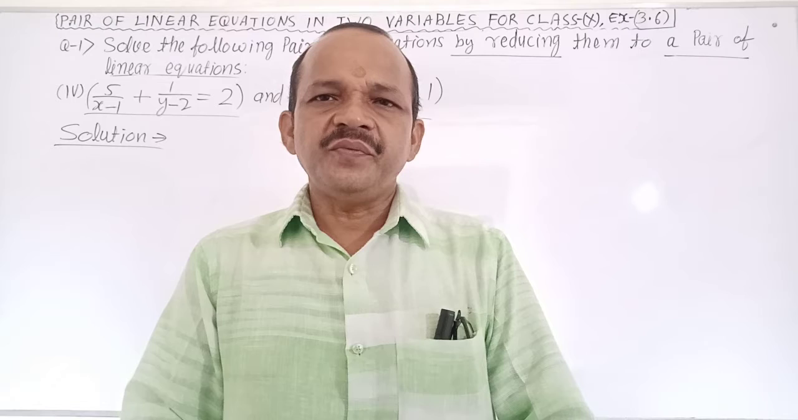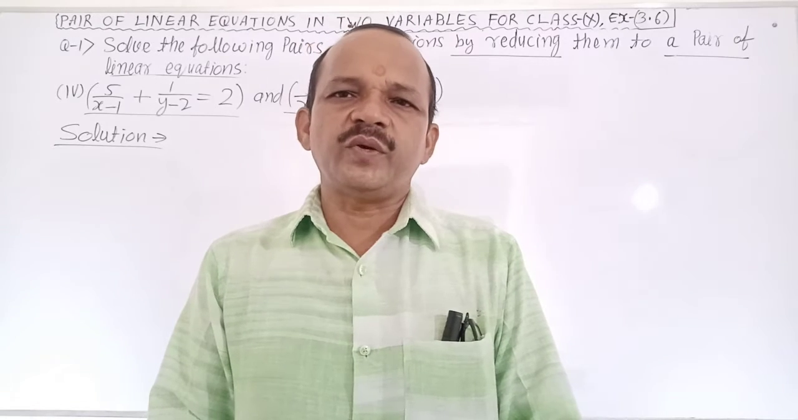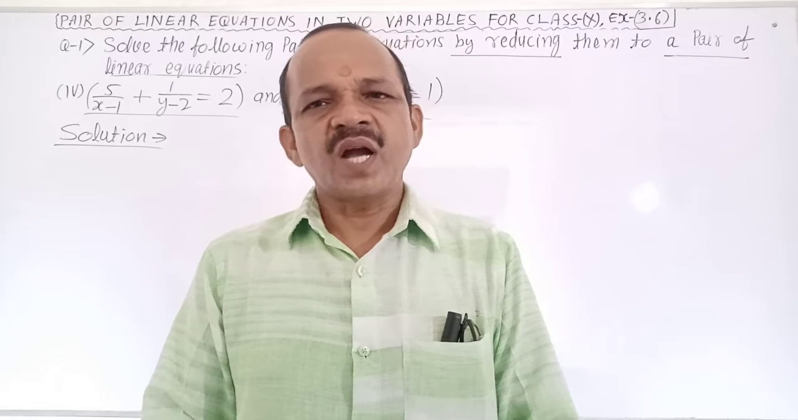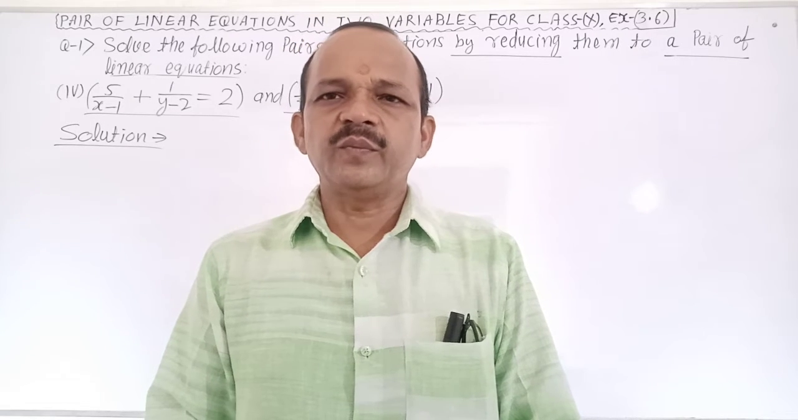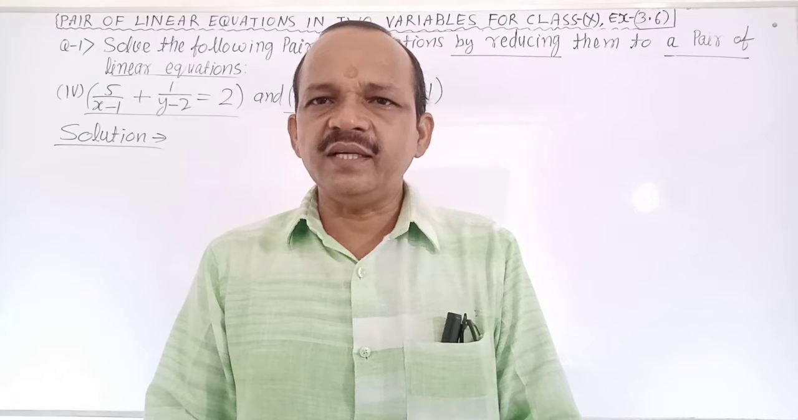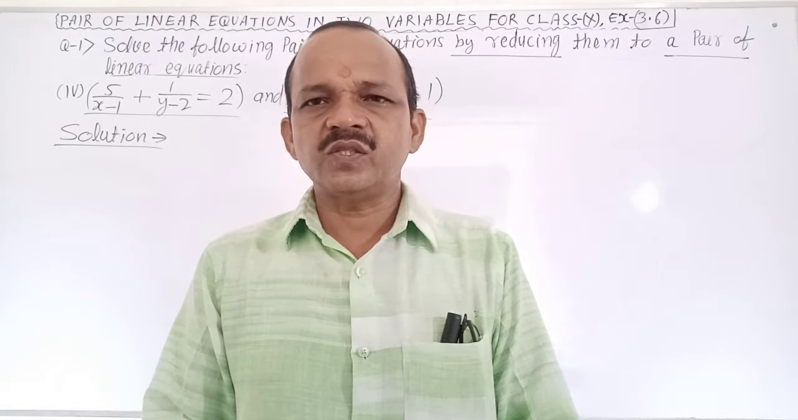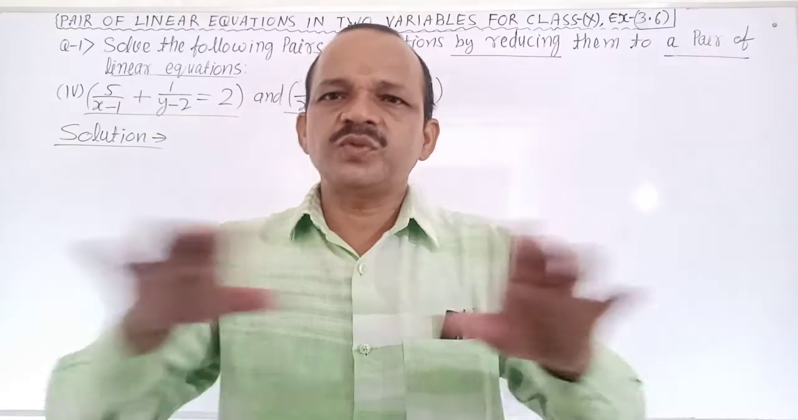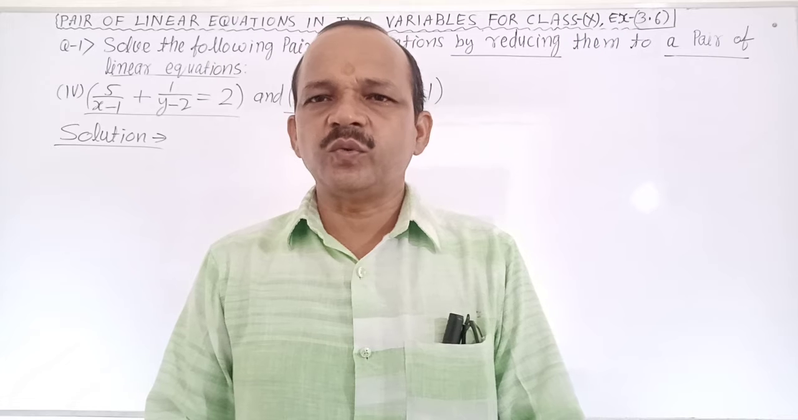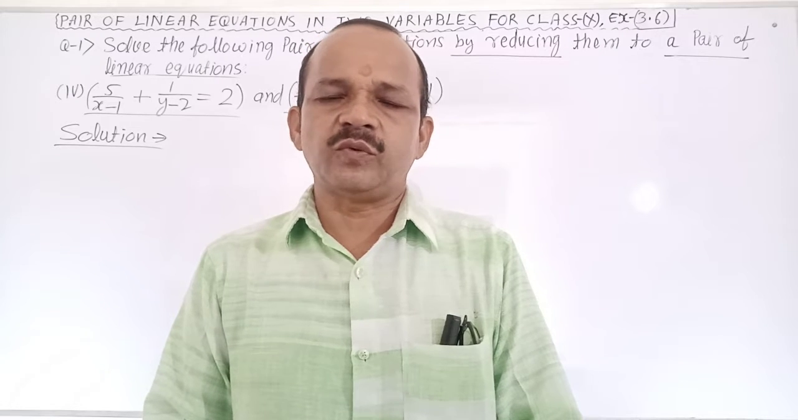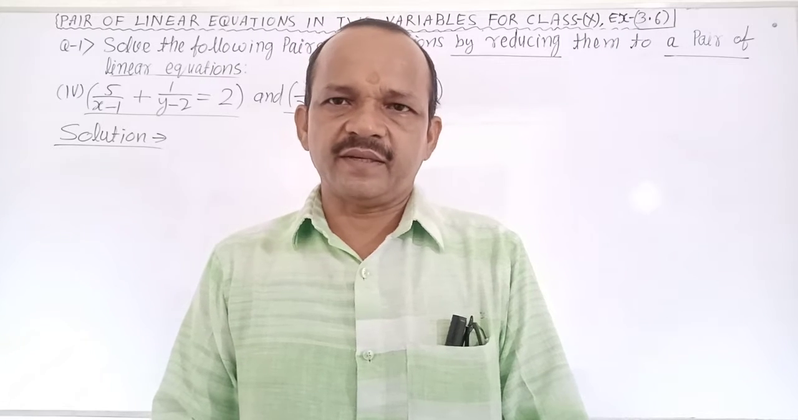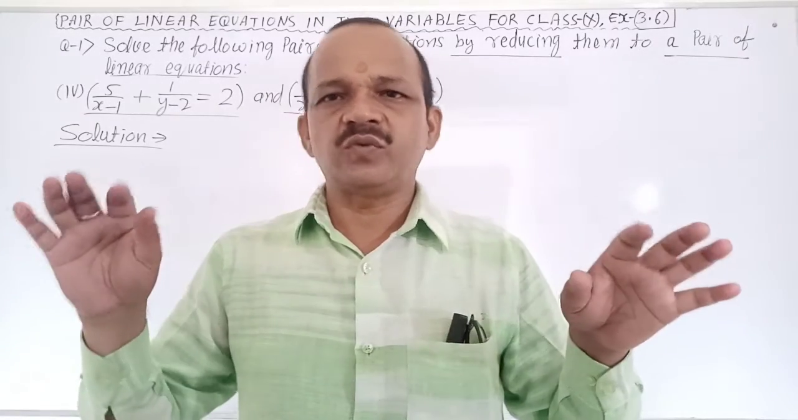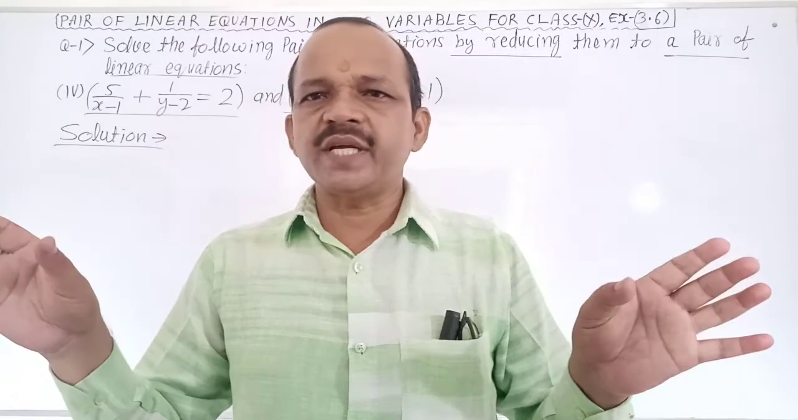Very good. If a1 by a2 not equal to b1 by b2, then it shows intersecting lines, a consistent system and a unique solution. If a1 by a2 equal to b1 by b2 not equal to c1 by c2, then it shows parallel lines, an inconsistent system and no solution. If a1 by a2 equal to b1 by b2 equal to c1 by c2, then it shows coincident lines, a consistent dependent system and infinitely many solutions. It is clear, no confusion about it.